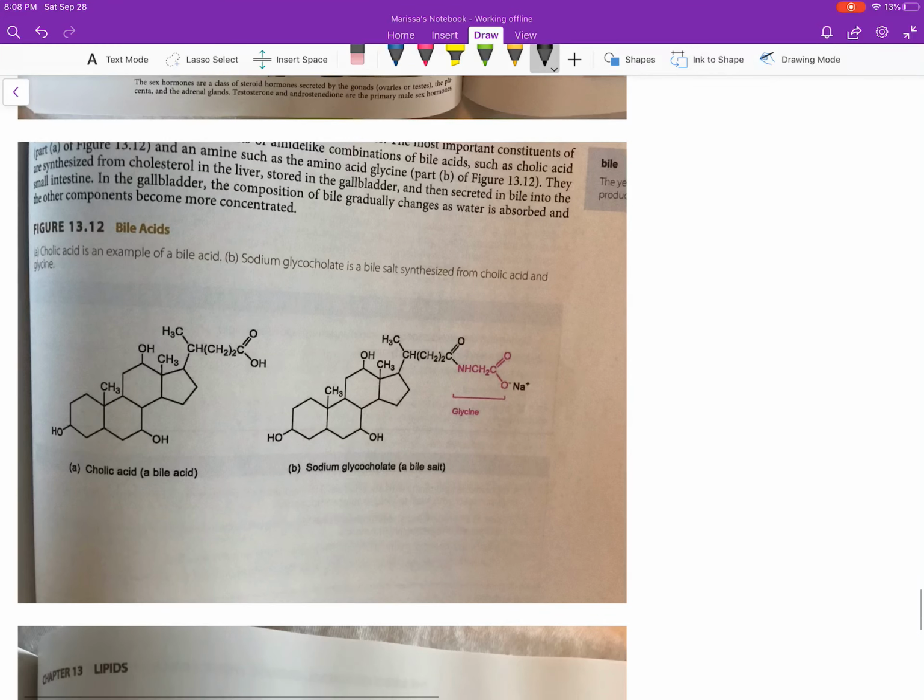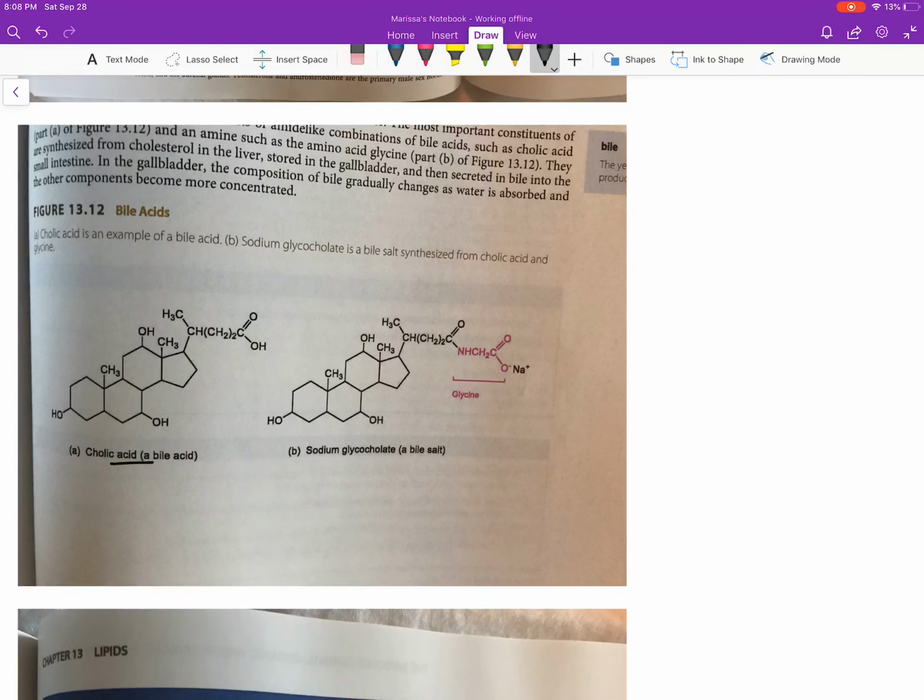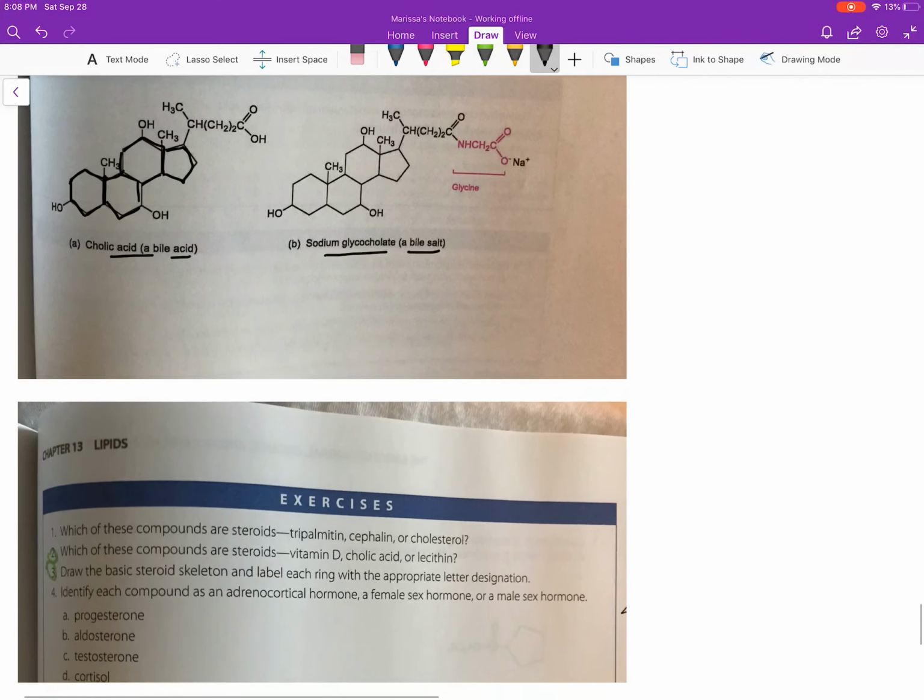So what are bile salts? These are examples. The cholic acid and the sodium glycolate are both bile, well, one is an acid and one is the bile salt. But you can still see the 4 rings, very similar to what we saw in the very beginning. Okay, so they all share that in common.